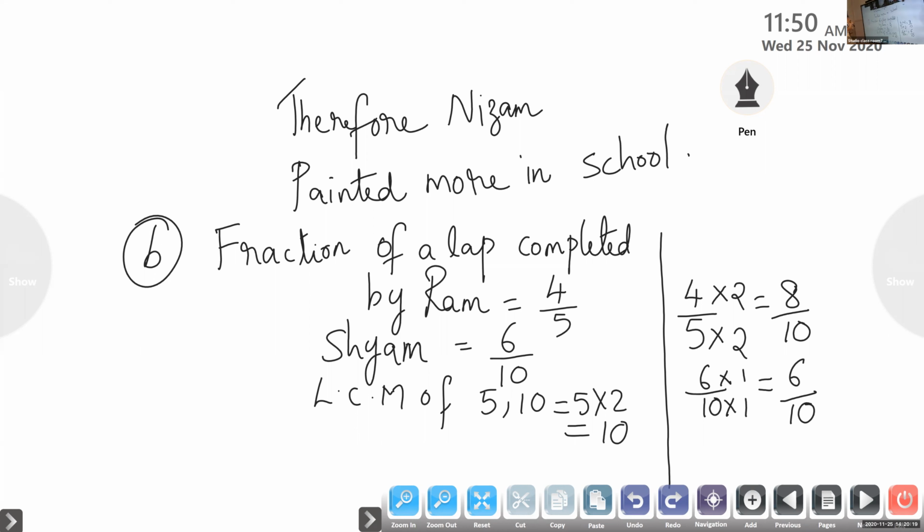Why are we finding the LCM? Because we want to make the denominator the same, then it will be easy to compare. So here 8 by 10, 6 by 10. So which is big? 8 by 10. But here, children, who swam a shorter distance? So you have to write which is less. So 6 by 10 is less than 8 by 10. So 6 by 10, that means Shyam swam a shorter distance.